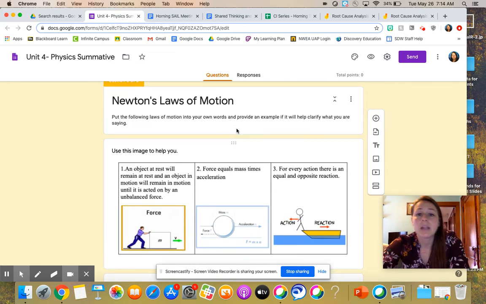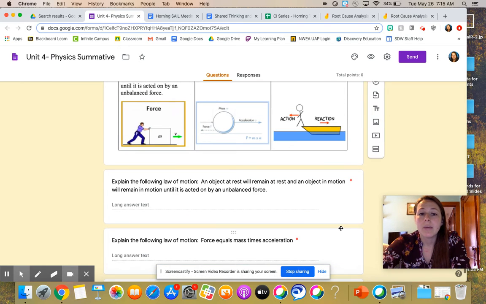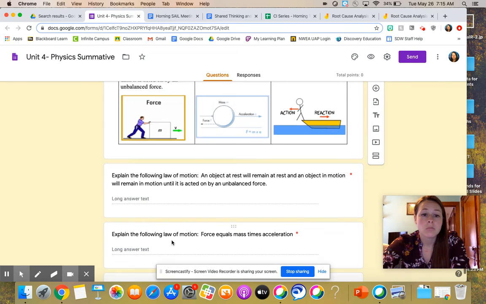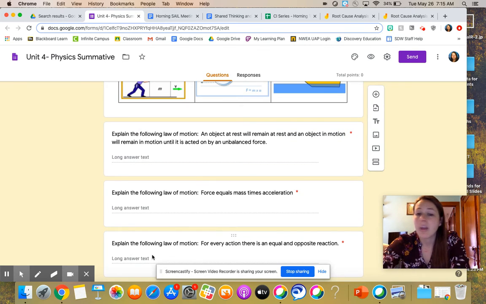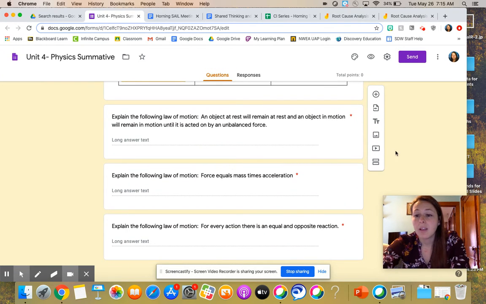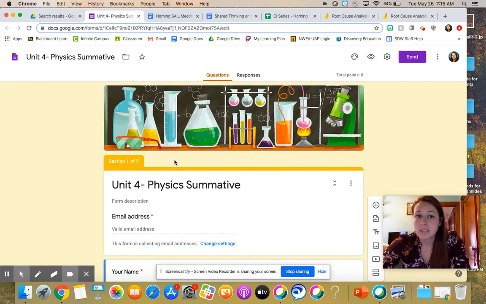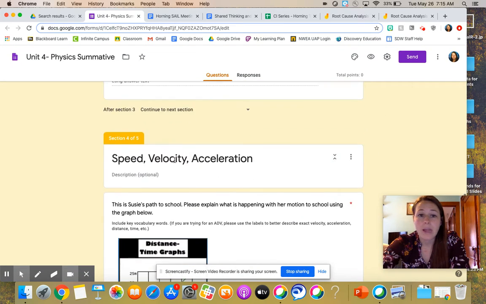And then last but not least, we have Newton's laws of motion. So I've actually given you all of Newton's laws and a little picture to remember them with. And then I basically want you to tell me what each one of them is trying to be. So what is the first one? What is the second law? What is the third law in your own words? If you want to give me an example to help yourself explain it, that's okay too. So that is the full physics summative. That's our whole last summative.